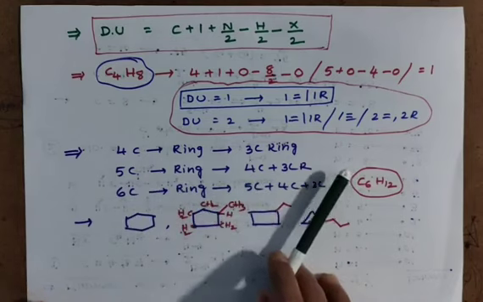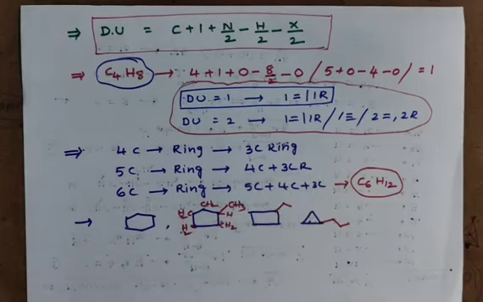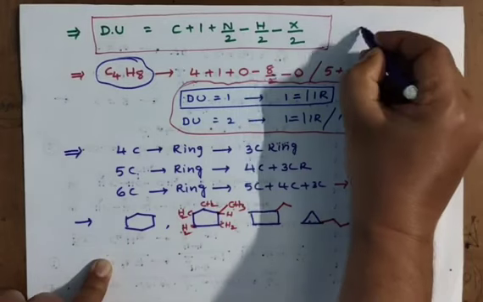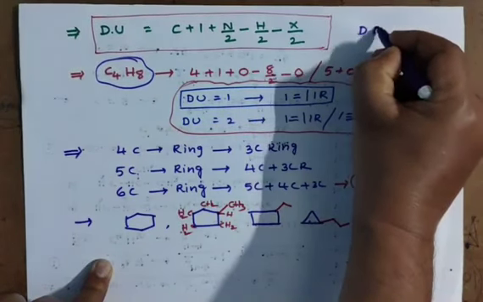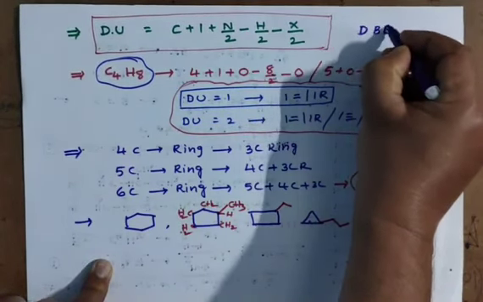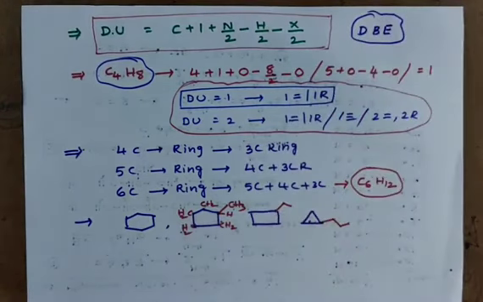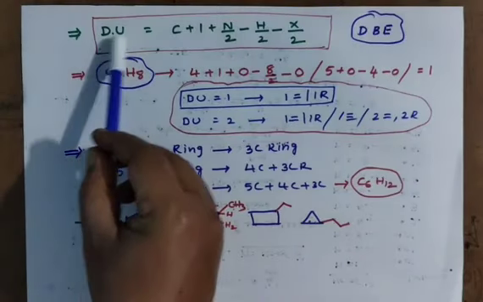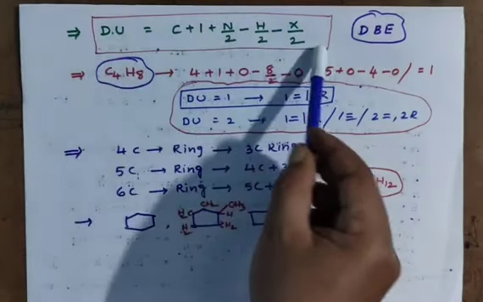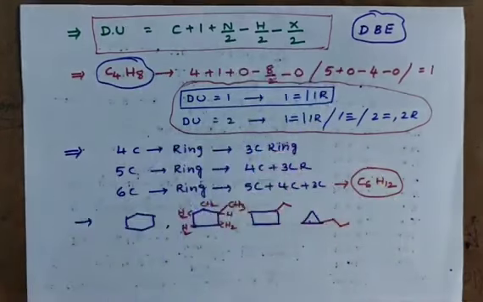Clear? So this degree of unsaturation we are calling with another name also, DBE. DBE means double bond equivalent, or degree of unsaturation. This is very important for competitive exams.